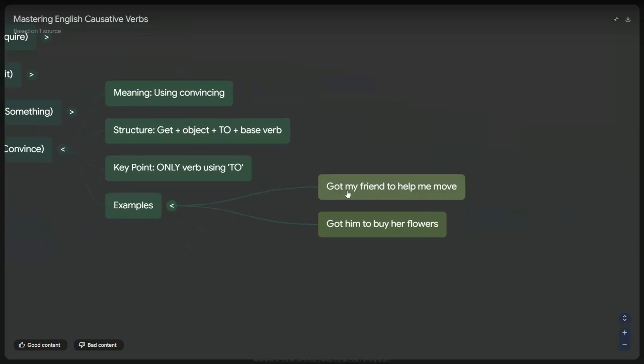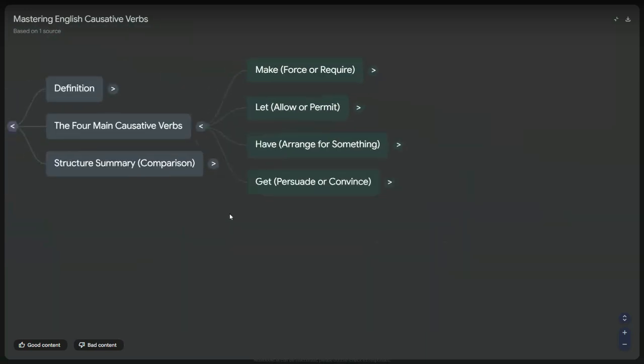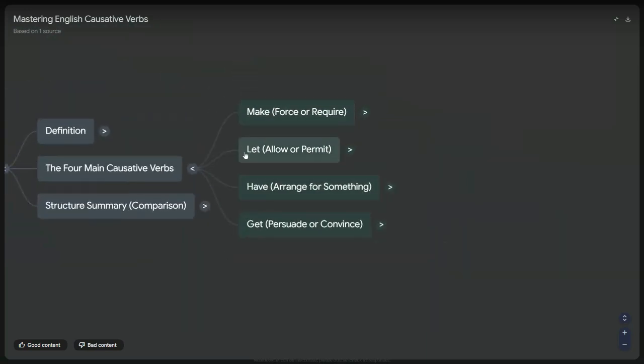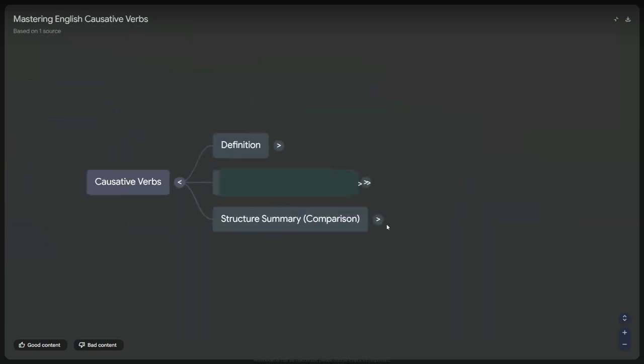So, got my friend to help. Got plus my friend plus to plus help. Get plus object plus to plus base verb. Okay, it goes like this. Again, got him to buy. Got plus object plus to plus base verb. So this is how you can use all these words. Anywhere you see make, let, have, get, you can have an idea. Okay, this is a causative verb.